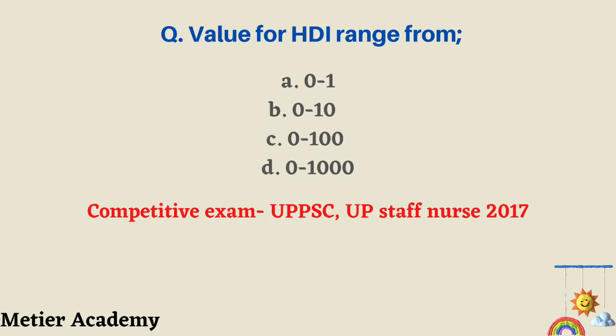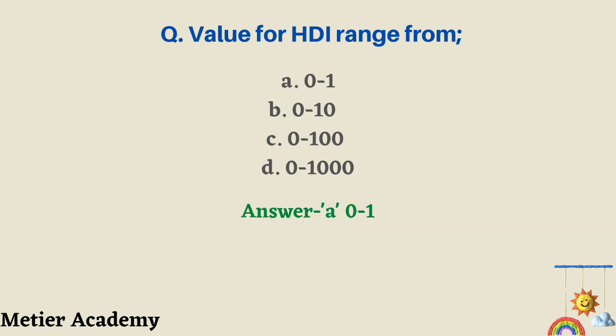The next direct question is, values of Human Development Index range from. This question is also related to the previous one. Here the options are 0 to 1, 0 to 10, 0 to 100 and 0 to 1000. This question was asked in the UPPSC UP Staff Nurse exam 2017. And here the correct answer is option A, 0 to 1.